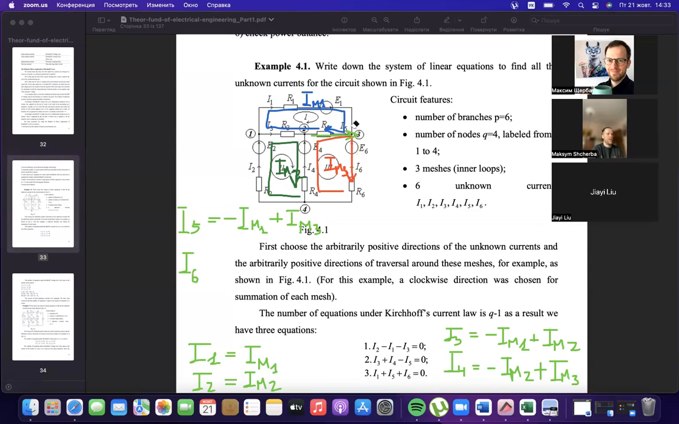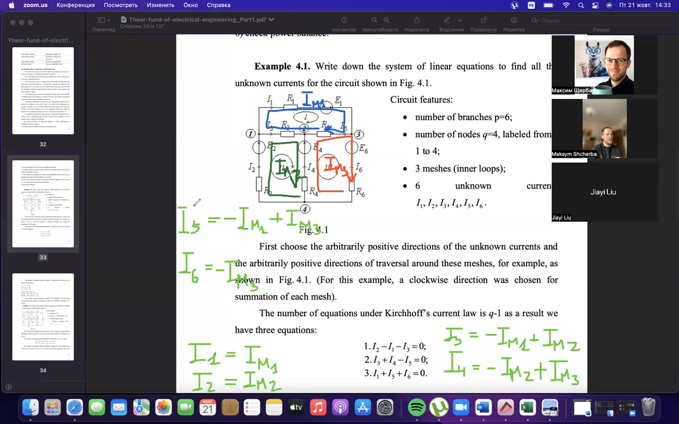because the currents are pointed on the picture with some specific directions. If you don't have the directions of current, you could put these directions as you want. You could choose them by yourself. But according to this picture, we obtain such a situation.